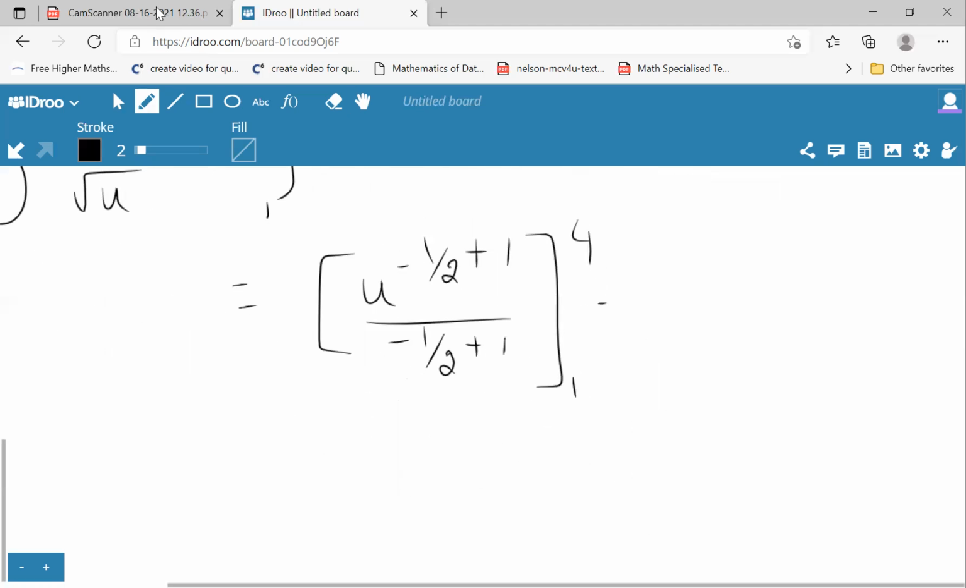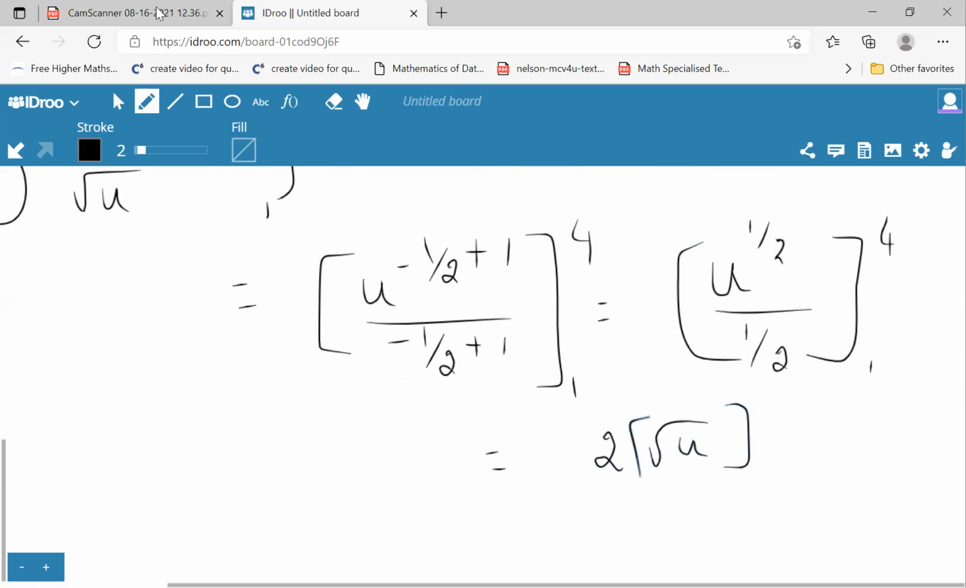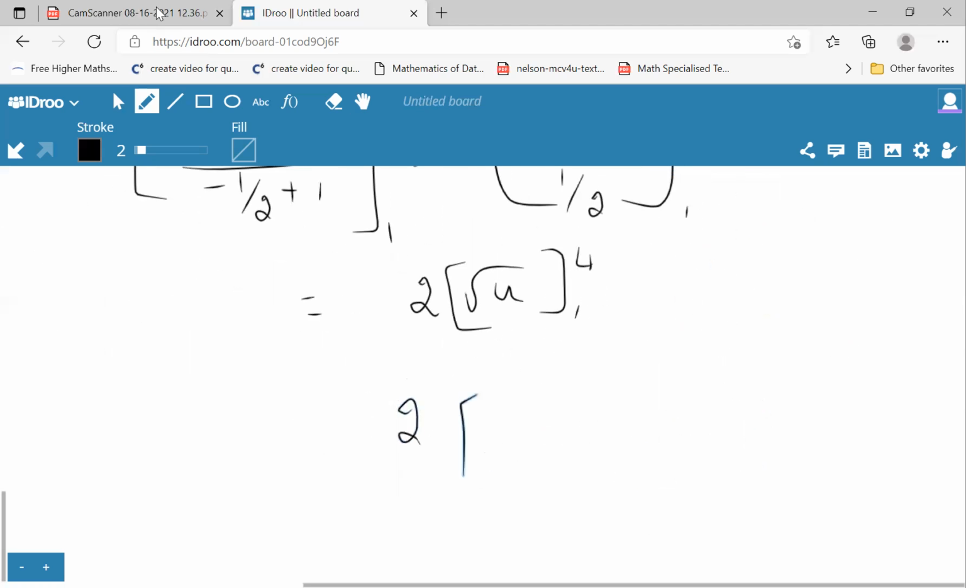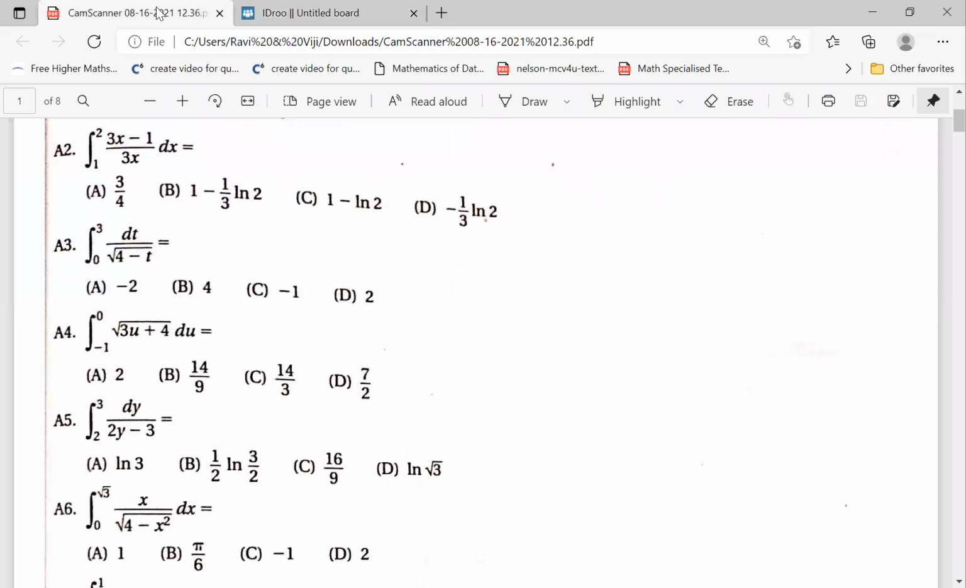Minus half plus 1 is nothing but half. So that gives you u to the power of half by half between the limits 1 to 4, which is equal to 2 root u between the limits 1 to 4. Now, applying the limits, you'll get 2 into root of 4 minus root of 1. Root of 4 is nothing but 2, and 2 minus 1 is 1. Therefore, the answer is 2. So you can see option D is the correct answer.